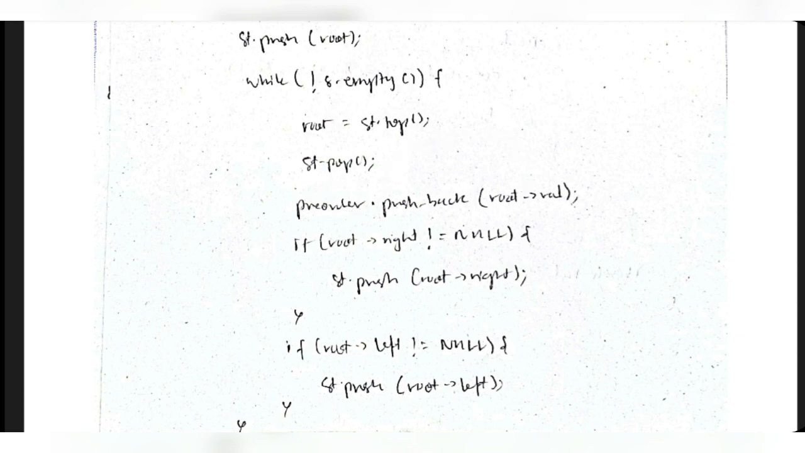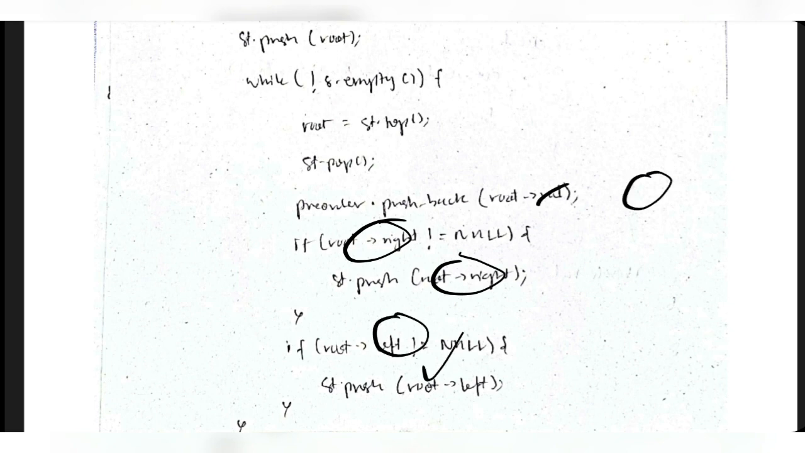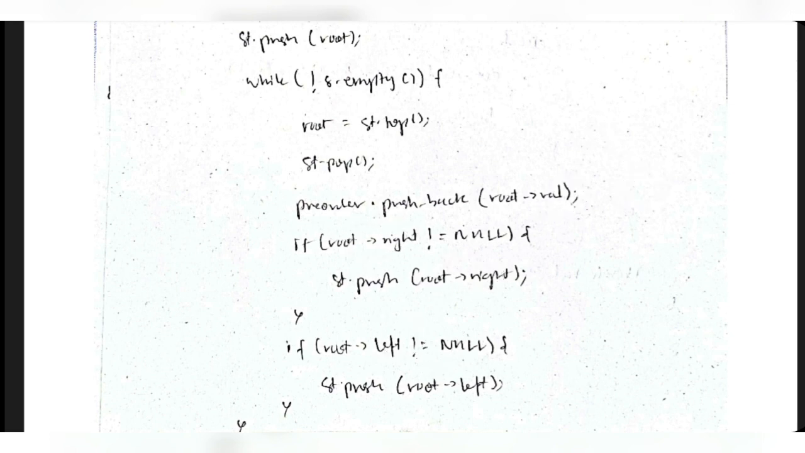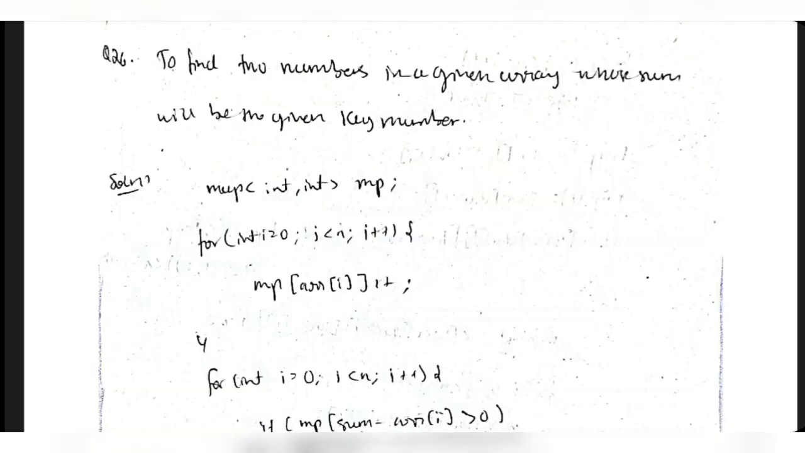After the value is stored, we have to check if right is not null. If right is not null, store right. If left is not null, store left. Then again, the right was stored, so right will be accessed first. Okay, so in that the same thing will happen. Right will be accessed, then left and right, and so on. Okay, so when the stack becomes empty, that means the traversal is over, and we'll return the pre-order traversal array. Okay, moving on to the next question.